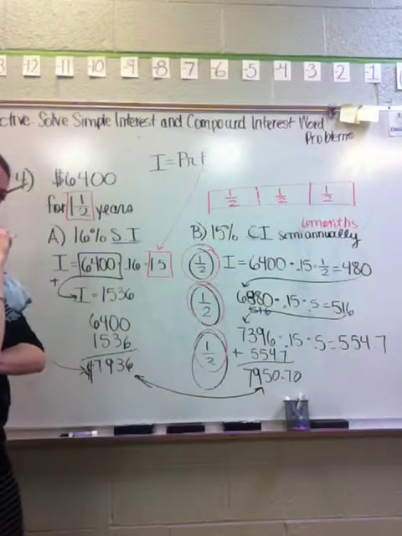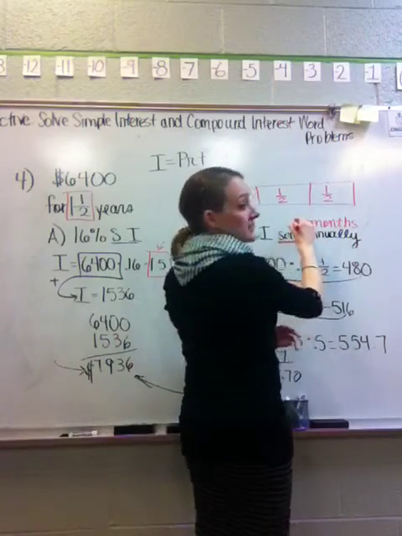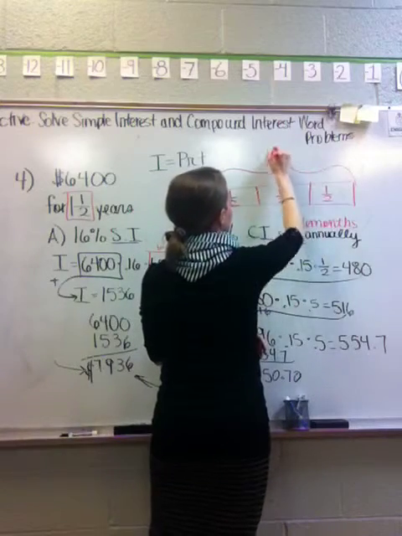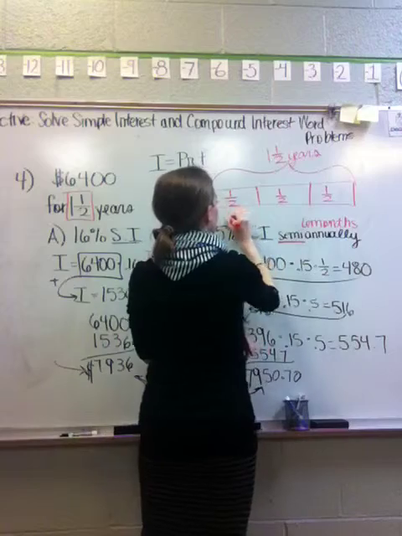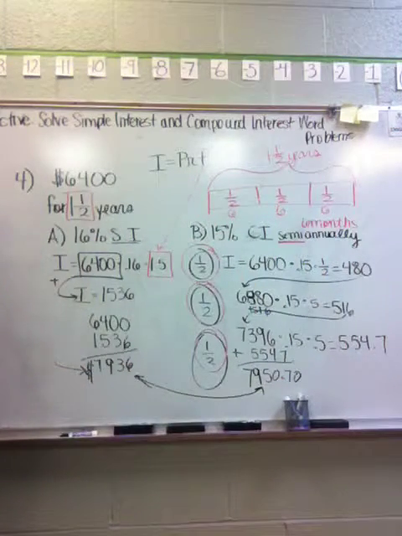Will it always be 6 months, or will that differ? It's semi-annually, which means every 6 months, so within my 1.5 years, I have 3 six-month periods. You okay there? Yes. Are we all right with this? Yeah.